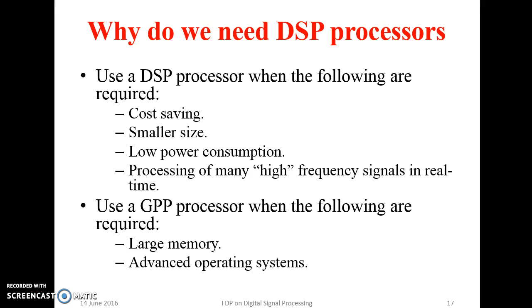So at last, why do we need a DSP processor? Usually we are in need of a DSP processor in order to save cost, smaller size, low power consumption, and processing of many high frequency signals in real time. And the second thing is, use a general purpose processor when the following are required. So we can use our GPP processor when we are in need of large memory and advanced operating systems.